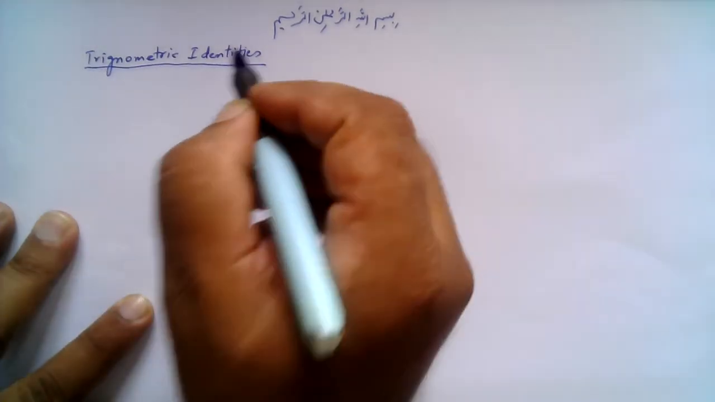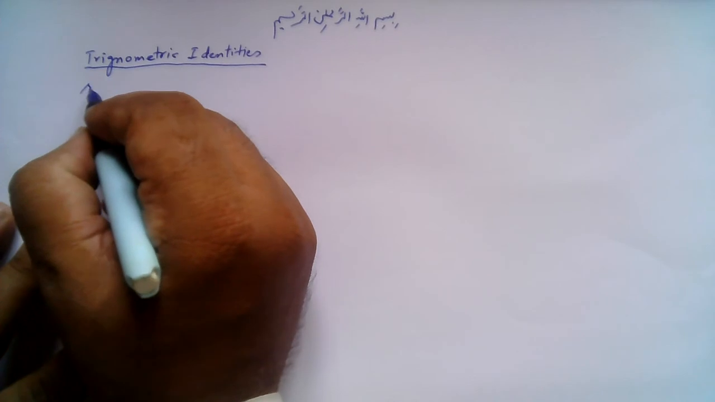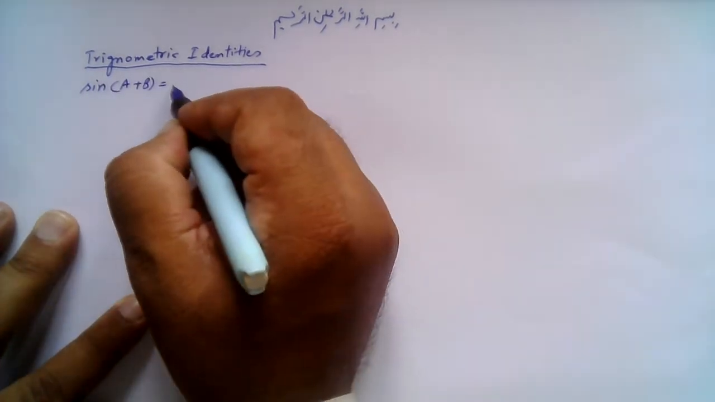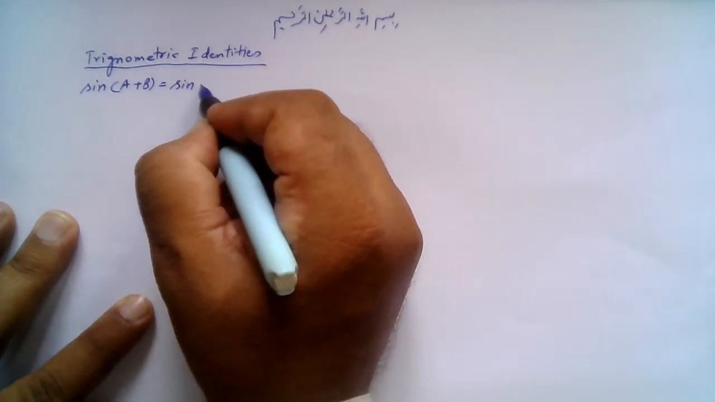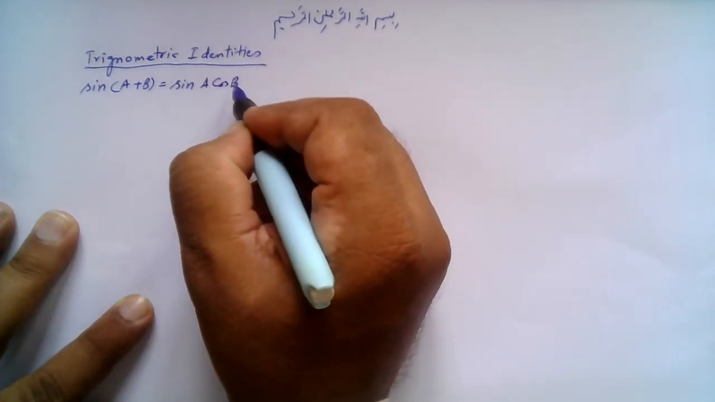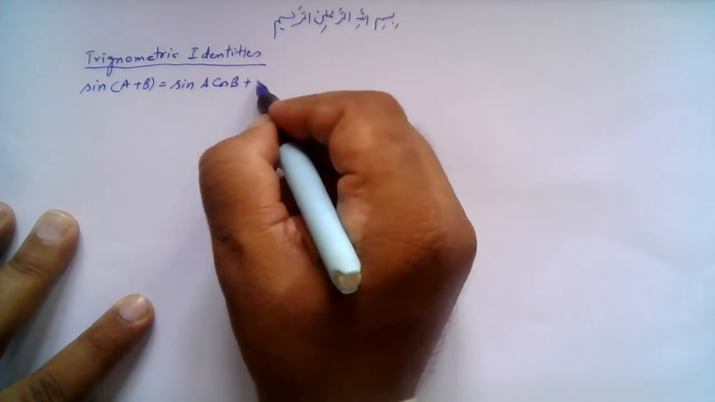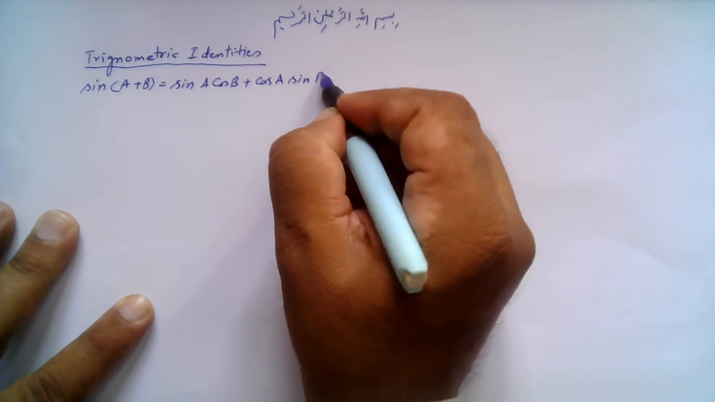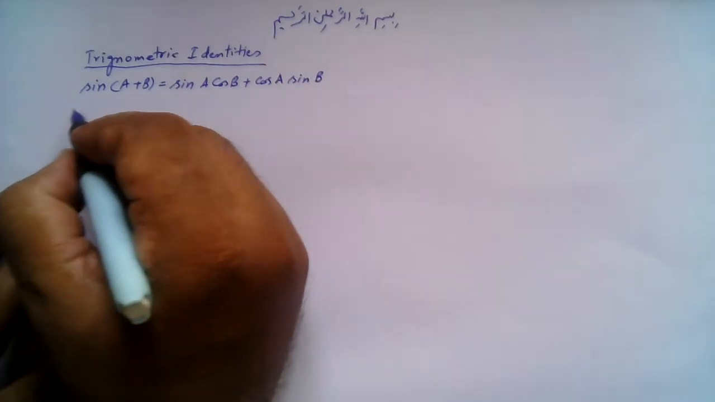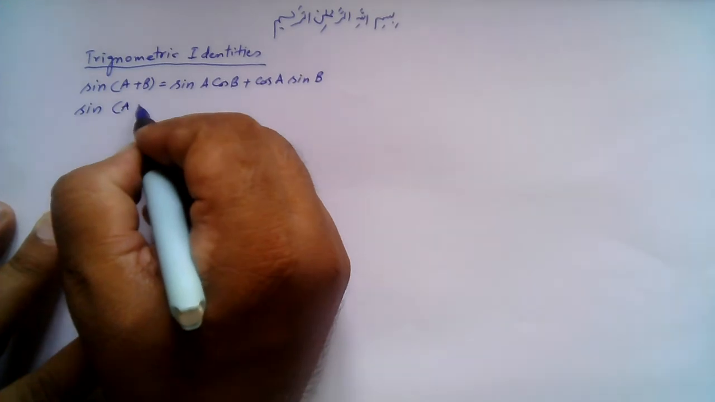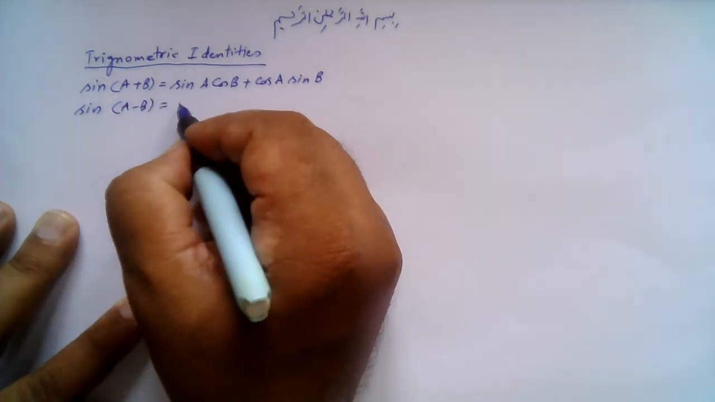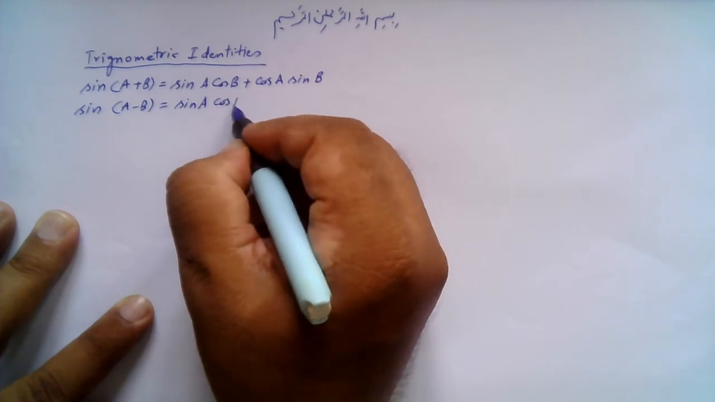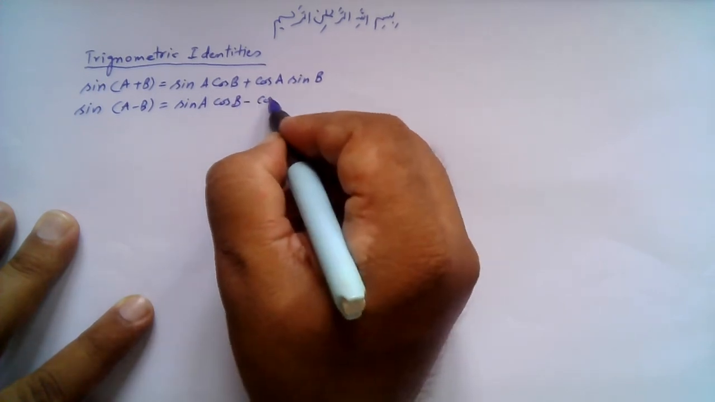Trigonometric identities. For example, we know that sine(A plus B) is equal to sine A cos B plus cos A sine B. Likewise, sine(A minus B) is equal to sine A cos B minus cos A sine B.